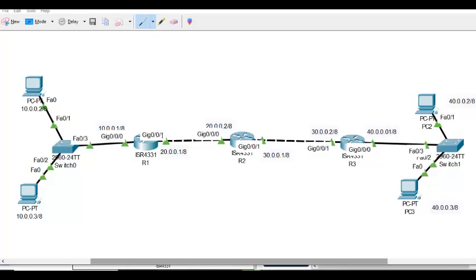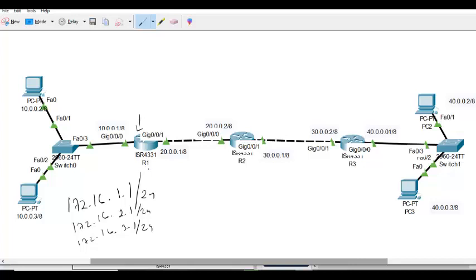To understand that, I need some networks like this. 172.16.1.1/24. Next, 172.16.2.1/24. 172.16.3.1/24. Like this, I want some subnets in this router.